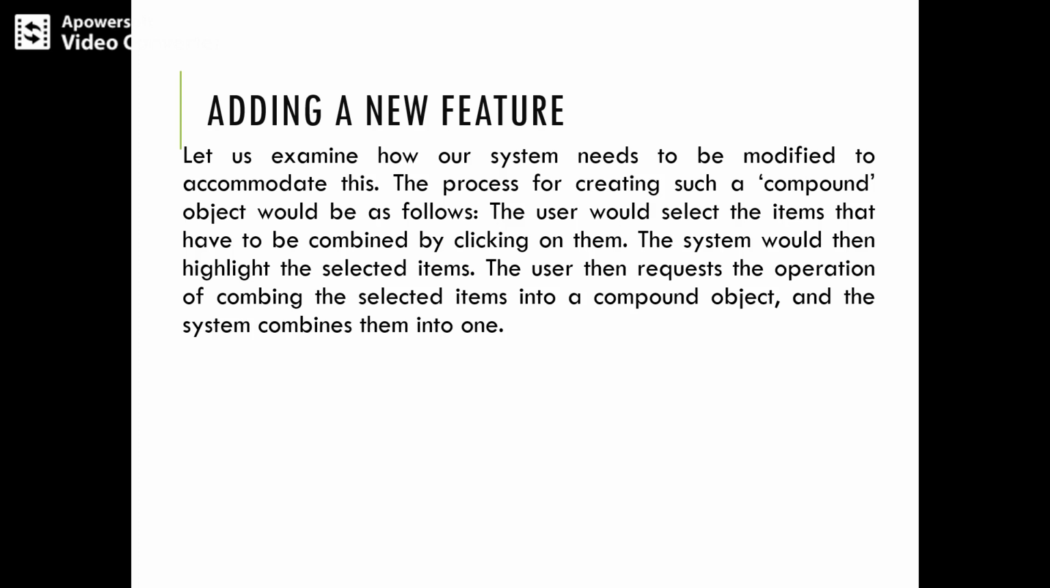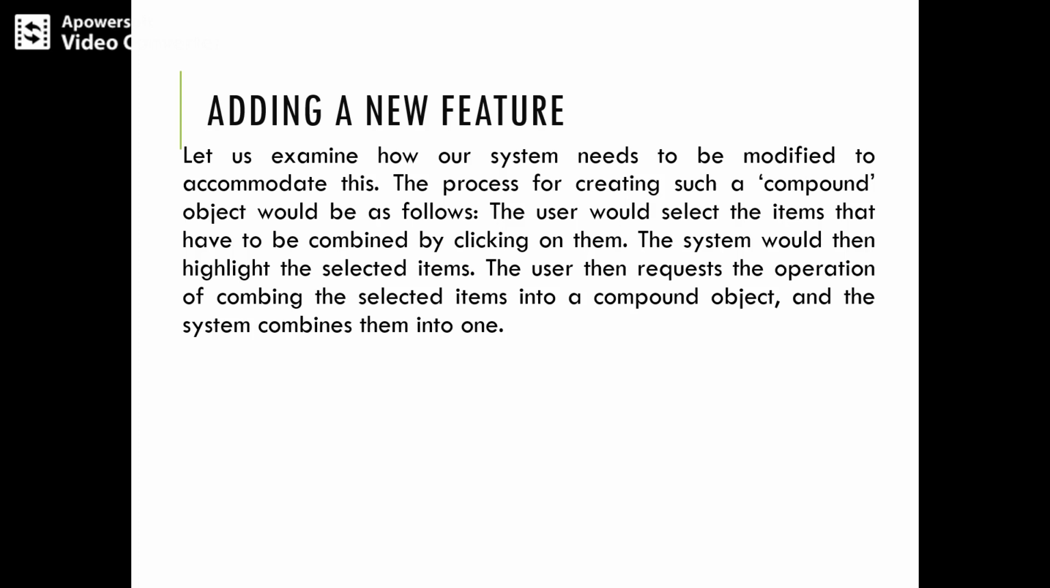So let us theoretically examine how our system needs to be modified to accommodate this. This is the process for creating such a compound object, and how we are going to follow it. The user would select the items that have to be combined by clicking on them. That is adding the new feature. The system would then highlight the selected items. Obviously, the system will then be selecting those highlighted items.